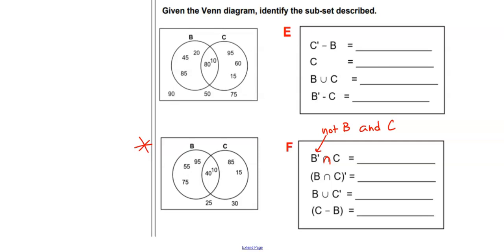So let's find not B first. So not B. Oops, I got the wrong thing here. Highlighter, there we go. So that's all of our not B, but it has to be in C. So these ones out here do not count because they're not also in C. So the only two in this subset would be 85 and 15.